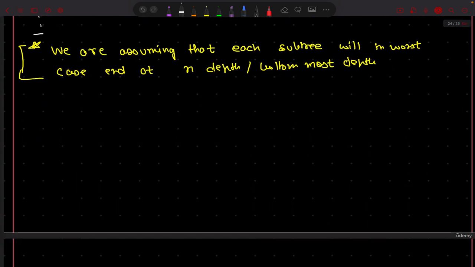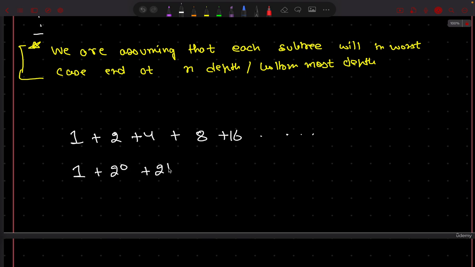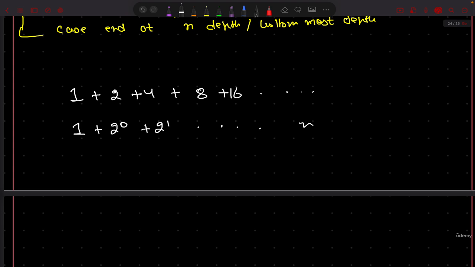On that note, the number of nodes is 1 plus 2 plus 4 plus 8 plus 16 and all the way till the end, right? Now this is actually a geometric progression. So let's say I write 1 plus 2 to the power 0 plus 2 to the power 1, dot dot dot, till n. If I now have to find the total number of nodes, the answer is given like this: 2 to the power n plus 1 minus 1, divided by 2 minus 1, right? This is the sum of a GP, something which we have studied. These are the number of nodes.